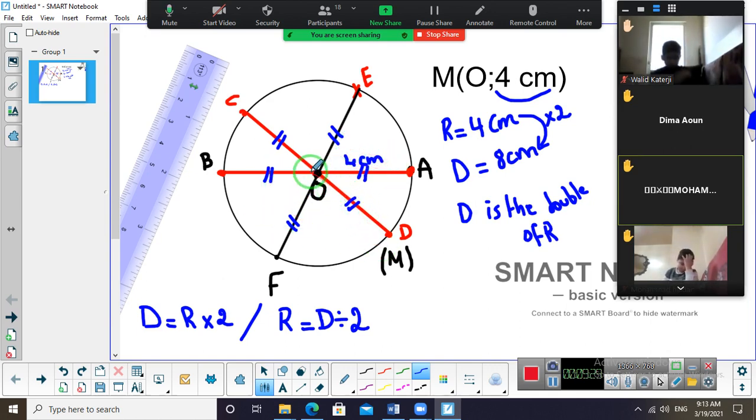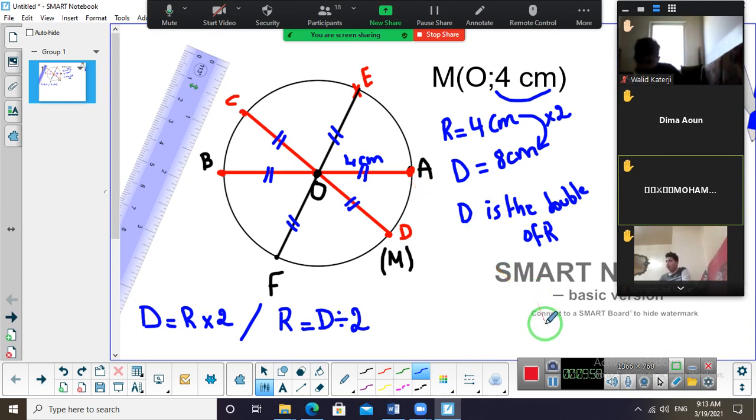And also OD here is 4 centimeter. OC also 4 centimeter. So the diameter CD is also 8. The diameter EF is also 8. The diameter BA is also 8. And I can draw many diameters in a circle by using what? 2 points on the circle, and it should pass through the center. This is the diameter.